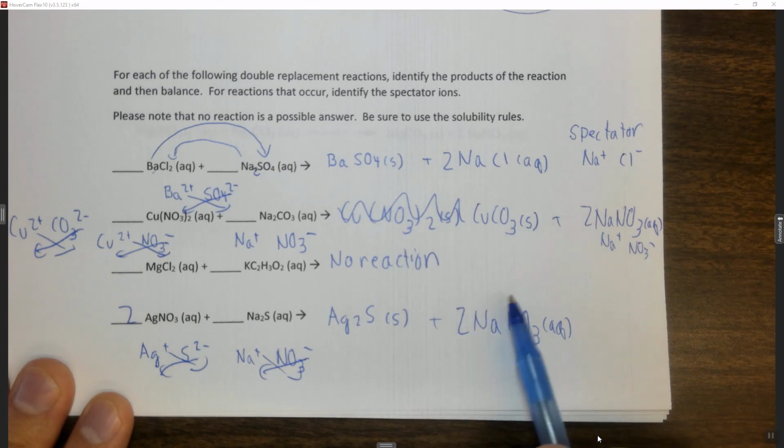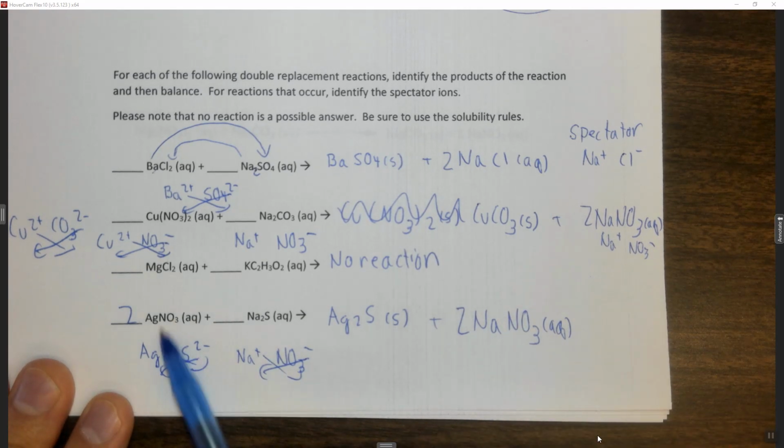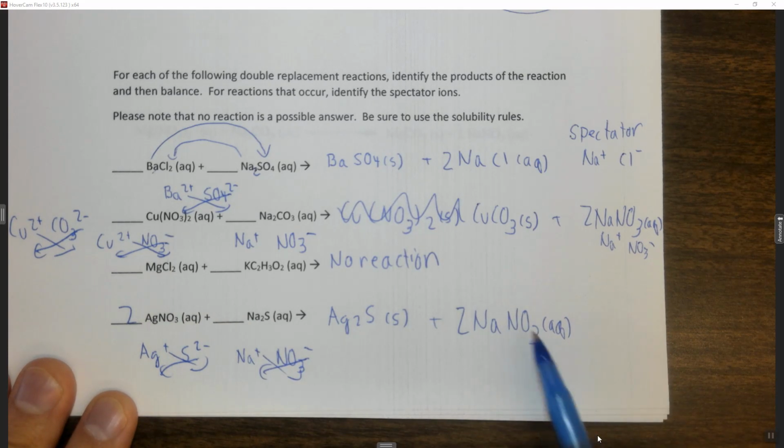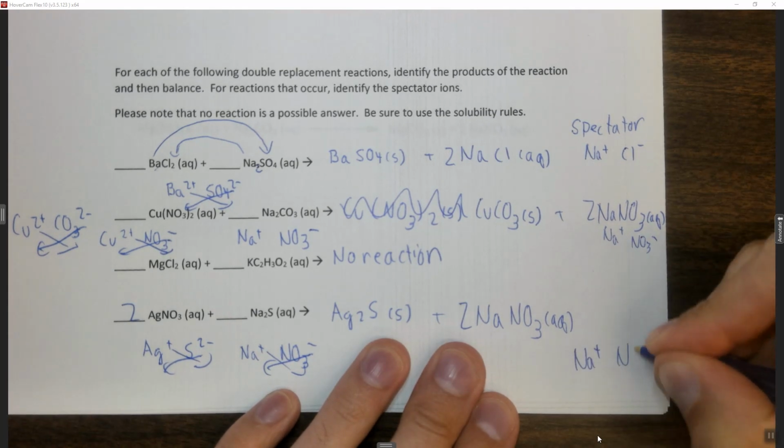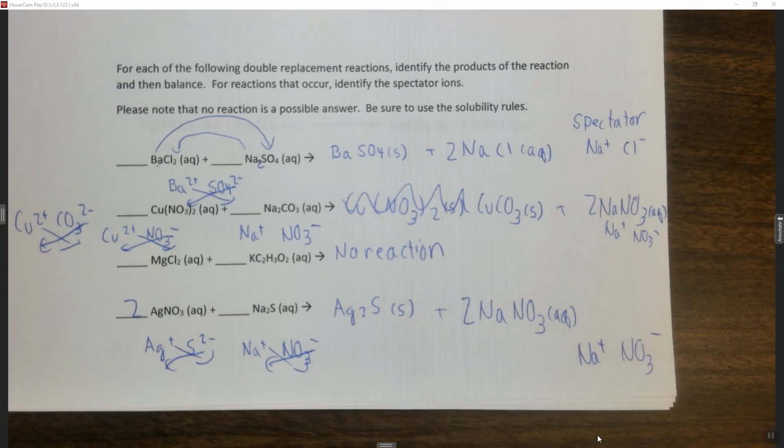To find the spectator ions, remember everything's an ion floating around in solution before it reacts. So you only care about what, after the reaction, is still floating around in solution. And that would be your Na plus, a spectator ion, and your NO3 minus, a spectator ion.